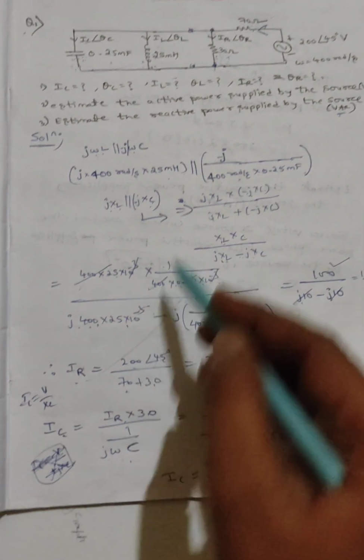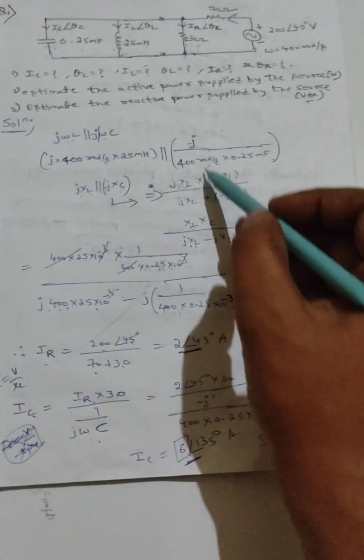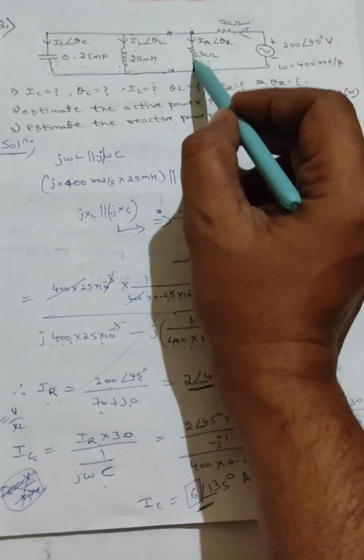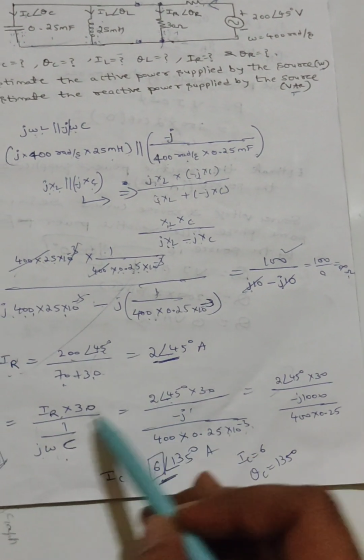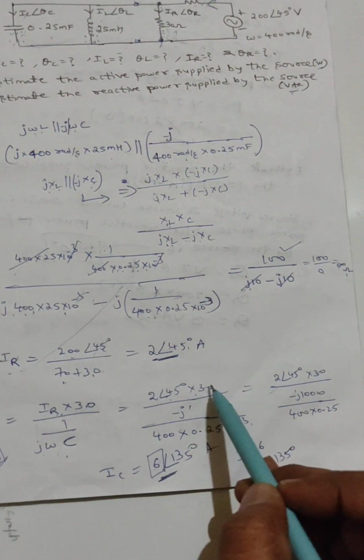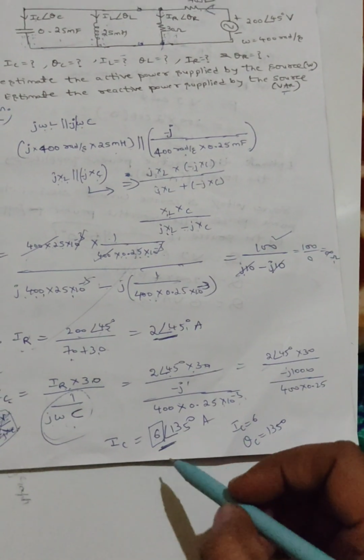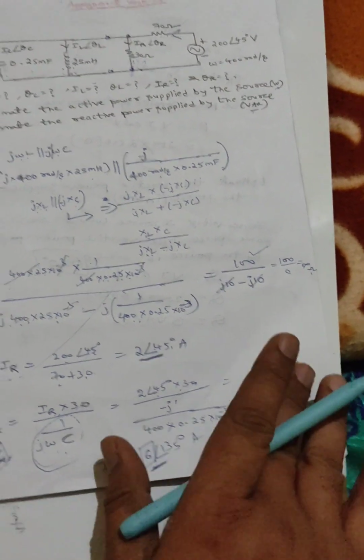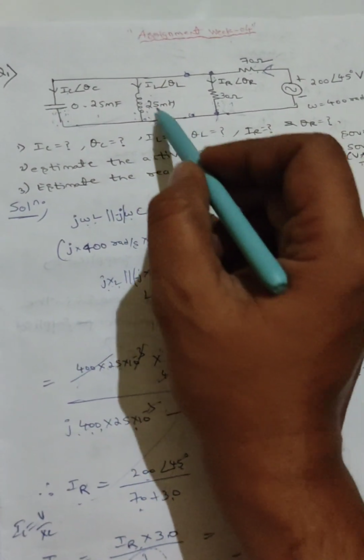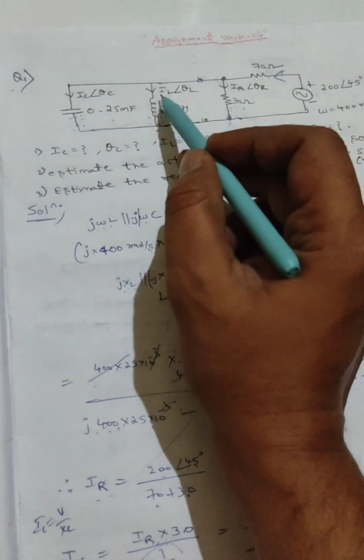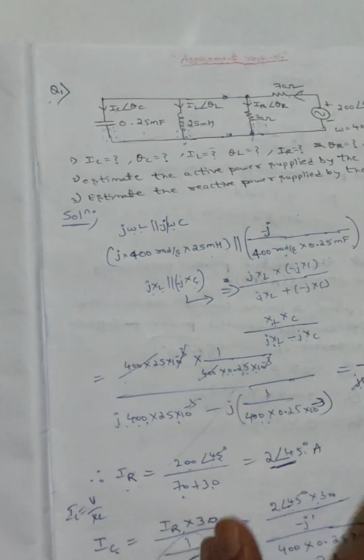So what is the voltage in that resistor? Whatever voltage is here, the same voltage will be here and here also. So the current is 2 at an angle 45 degree into 30 divided by XC. By solving that, we got this. Similarly, what is the voltage across the inductor? The current through the inductor is voltage divided by the reactance of that inductor.